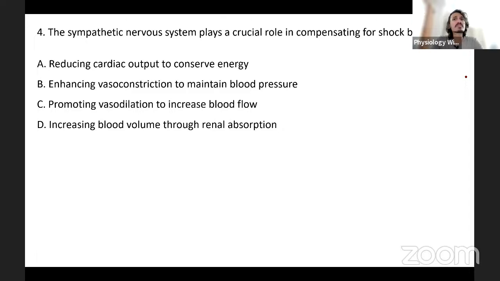The sympathetic nervous system plays a crucial role in compensating for shock by... out of all the options, the best option is this one. It actually increases cardiac output, it does not reduce it. It does not result in renal reabsorption loss. It definitely does not result in vasodilation, except in the skeletal muscles.